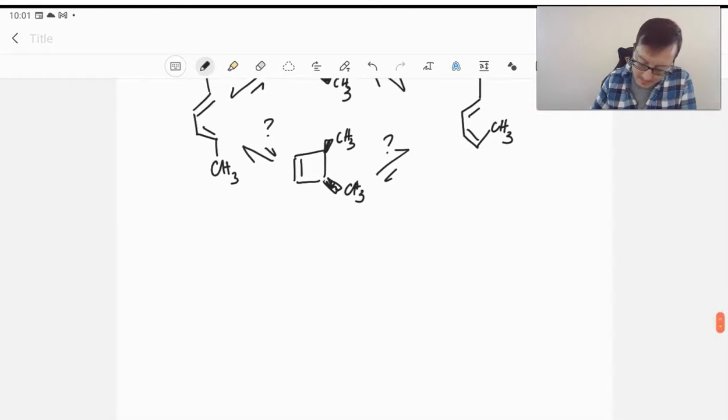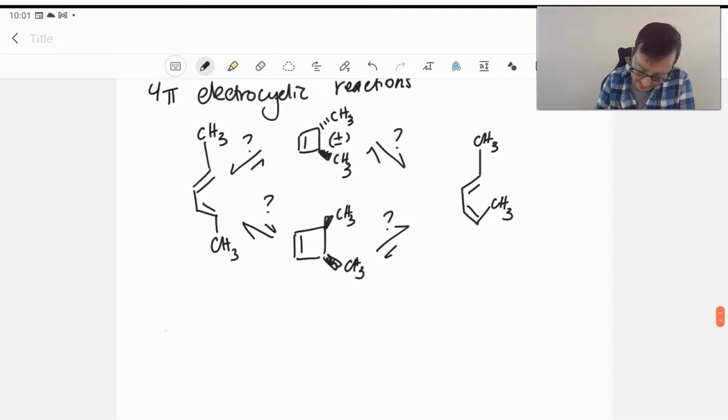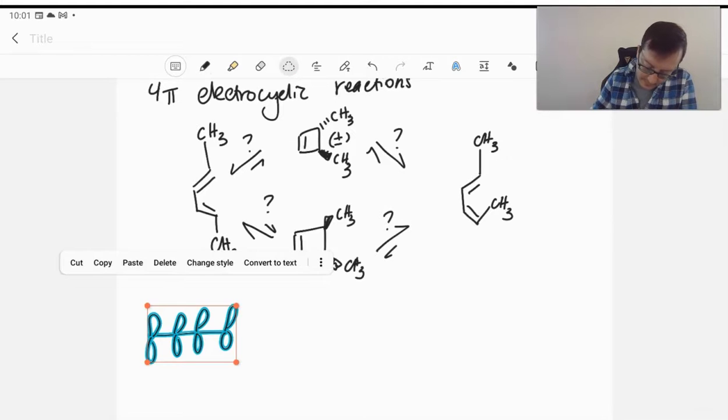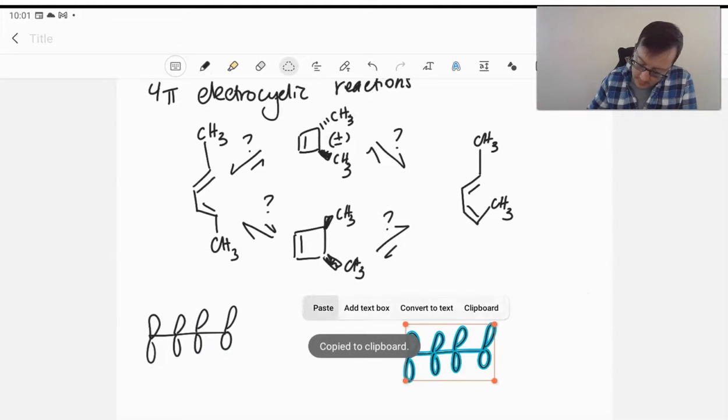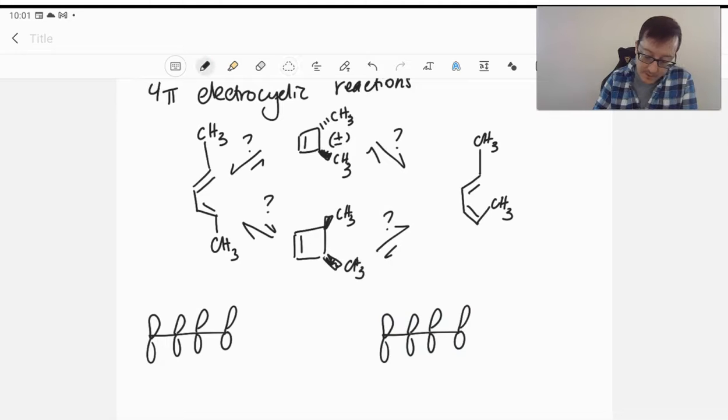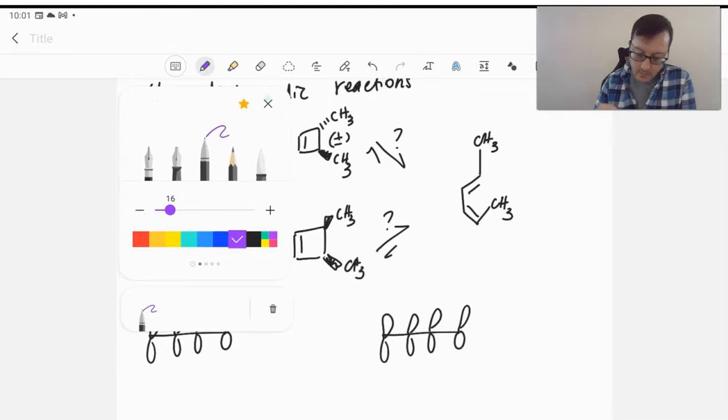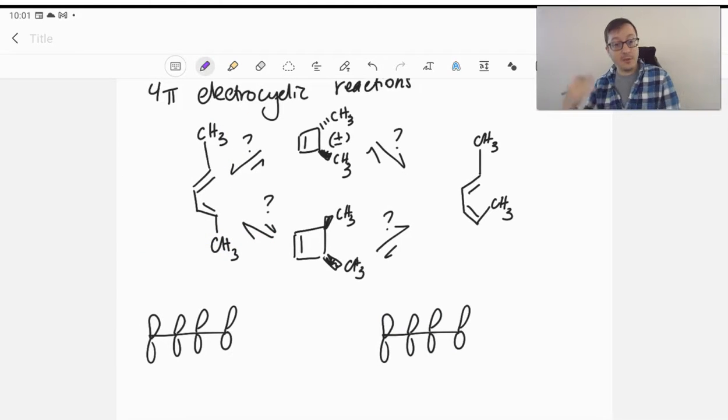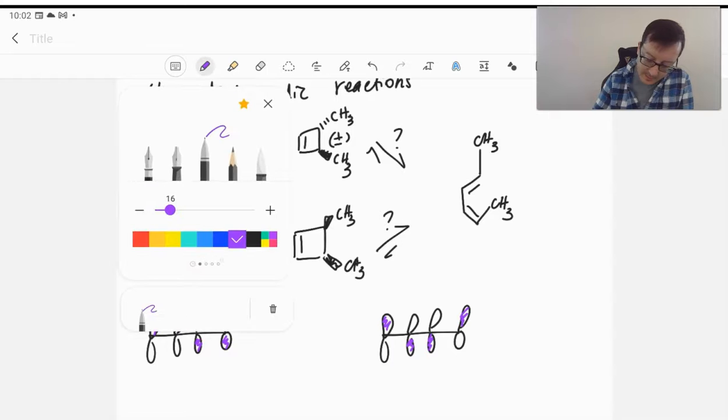So, let's leave that up, actually. Let's take a look at the orbitals. If we take a look at the HOMO, and we'll just duplicate this here. The HOMO is what's going to take part in the thermal one. And the HOMO for a 4-pi system should have one node. So we're looking at having one node in the middle here. For the LUMO, we're looking at 2 nodes. So we're looking at the opposite.